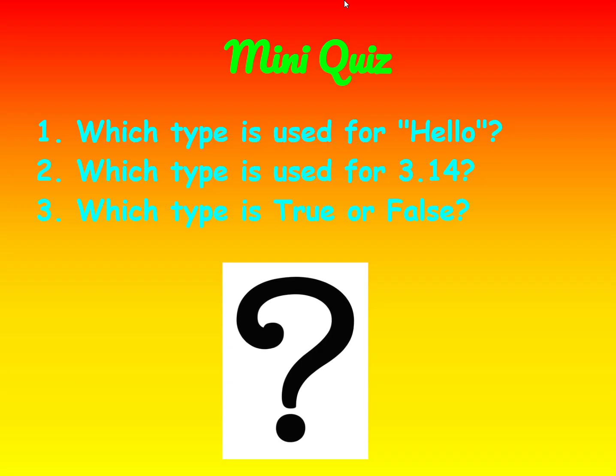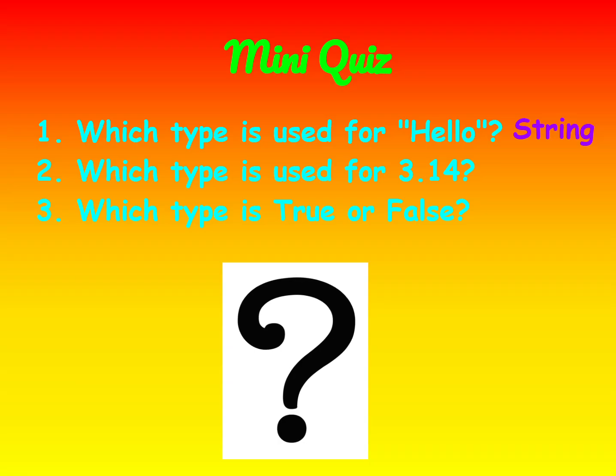Okay, which type is used for hello? Let's see. Think. Pause the video, think. Did you finish thinking? Good. Well done. The answer is, drum rolls. Come on, guys, drum rolls. Correct. String variables. You're absolutely correct. I'm so proud of you. You're my student.